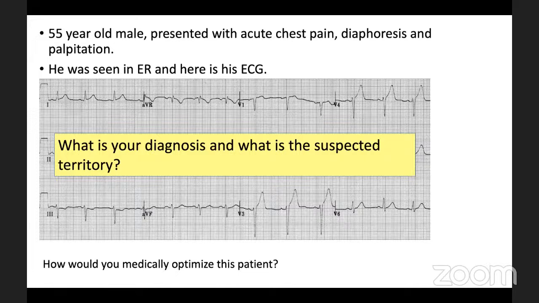How would you medically optimize this patient? This patient presented with STEMI, acute MI, based on the ECG. So what would be your initial management for this patient? First of all, the patient should be on a nitroglycerin infusion to dilate the coronary. What is the infusion? I didn't hear you. I can't hear you, sorry.